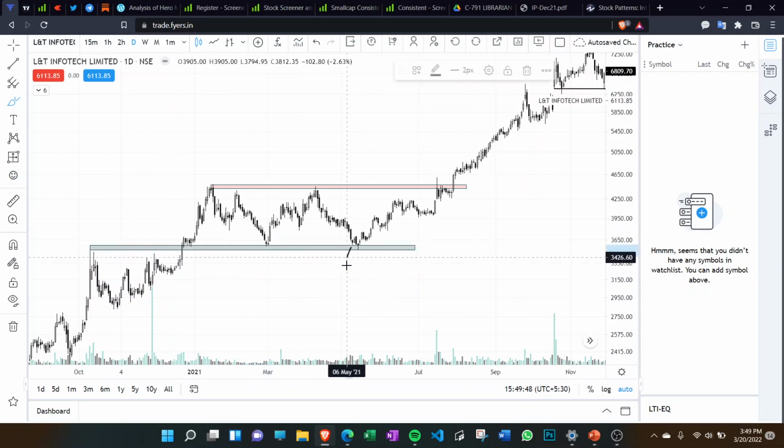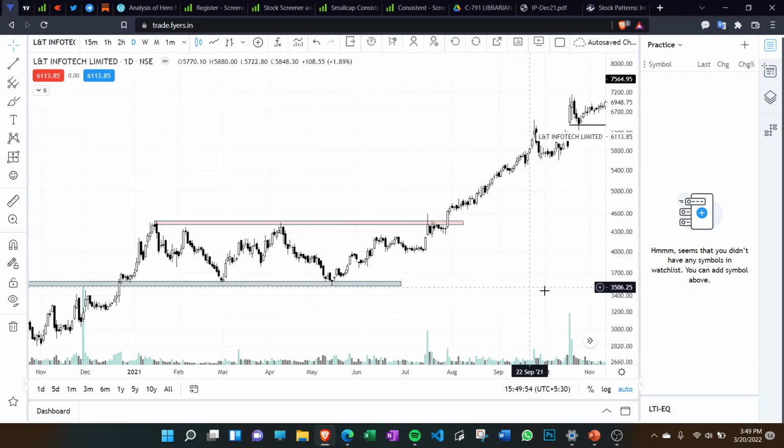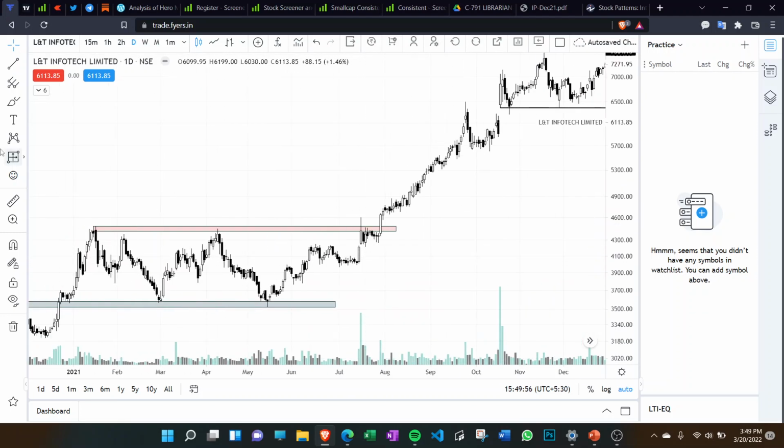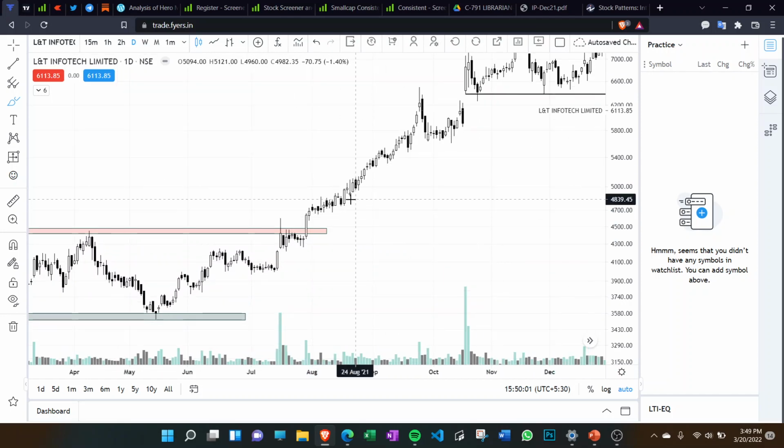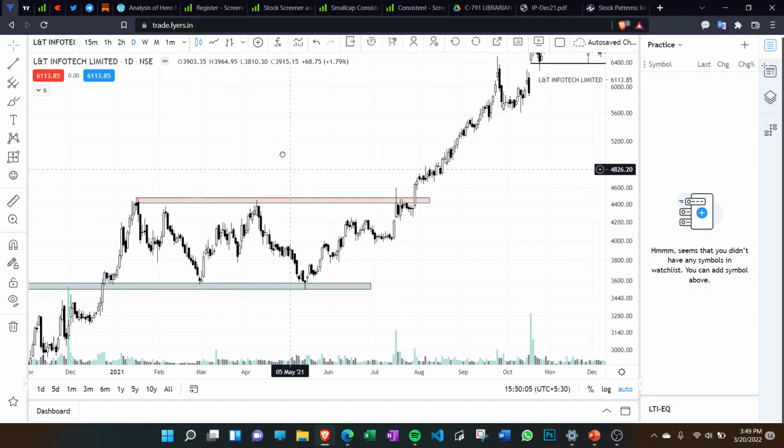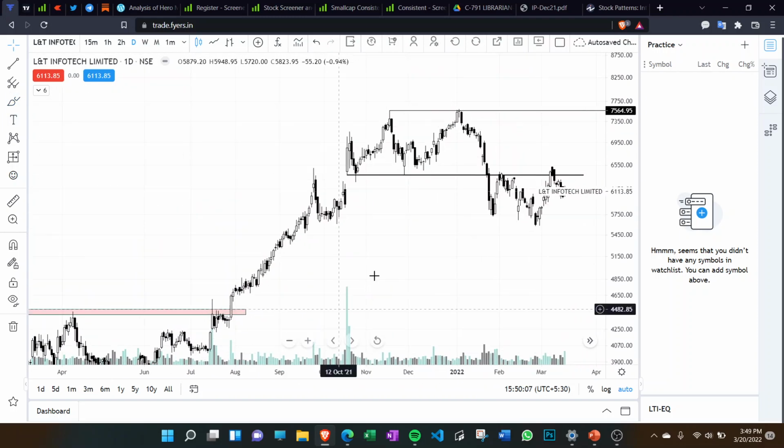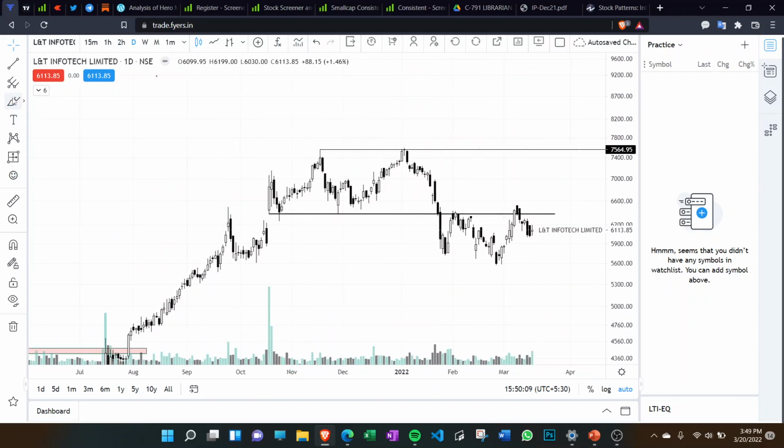As you can see here, this was acting as support, and it was just consolidating in a range. Your horizontal pattern is just your typical range, and after that a breakout on the upper side, a very strong one indeed, and then the trend continuation. So this is your continuation pattern right here. And then after reaching a certain point, it fell down, which is a normal reaction.